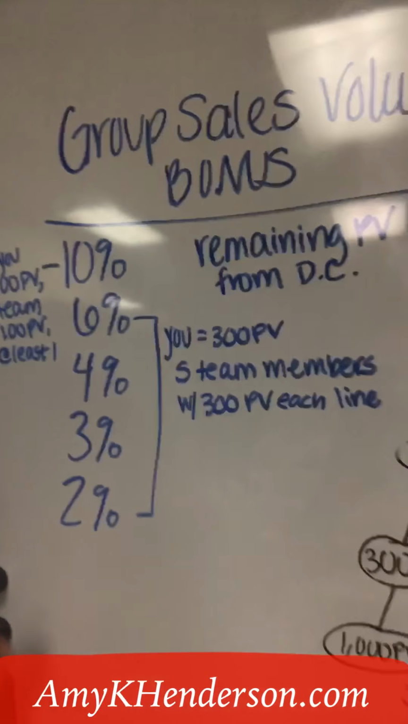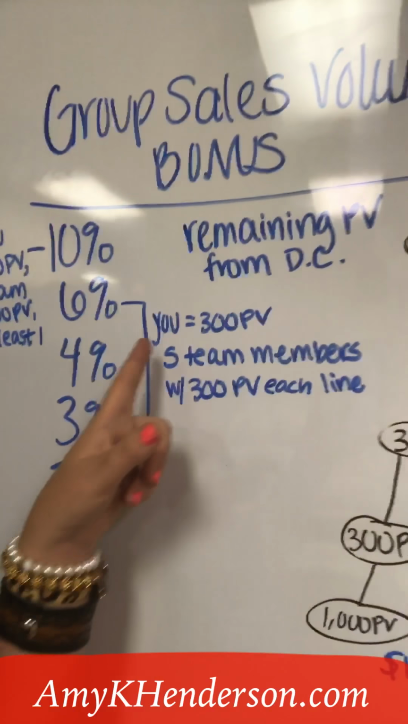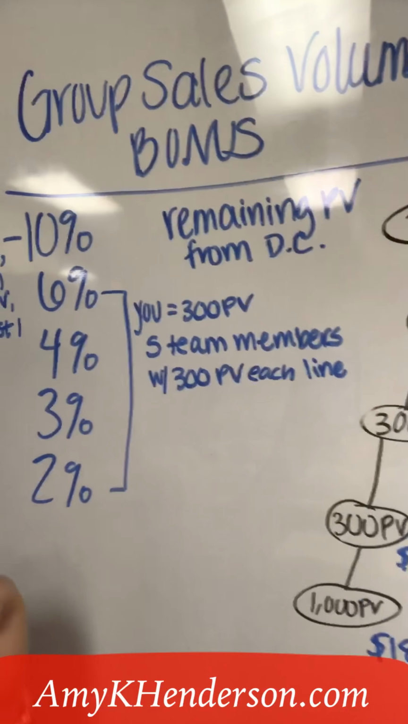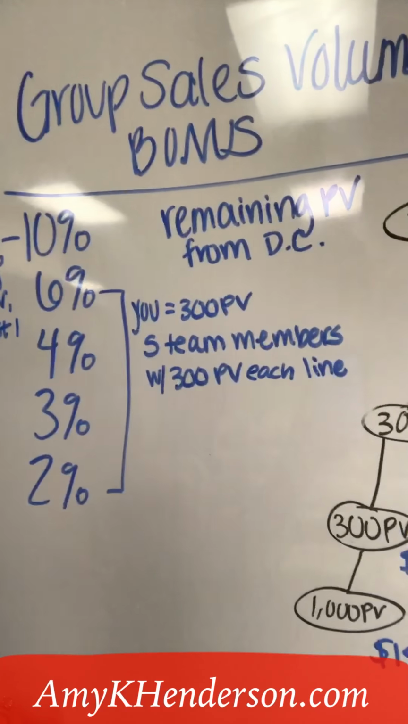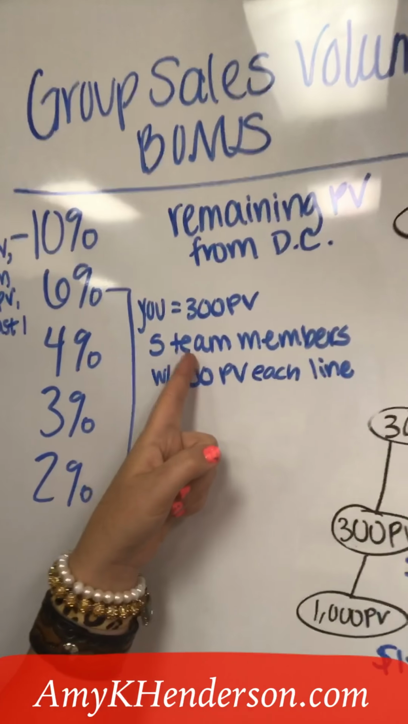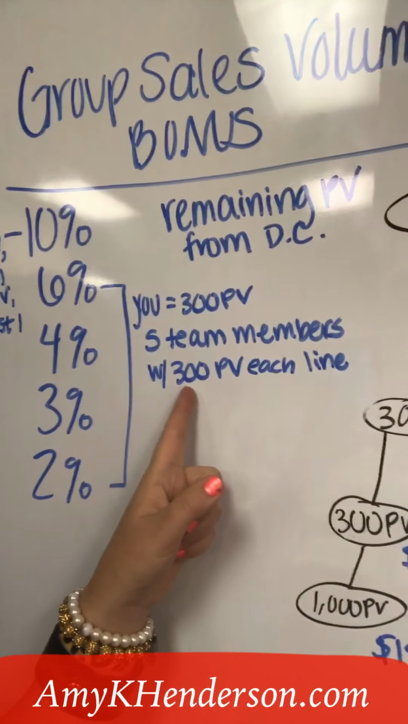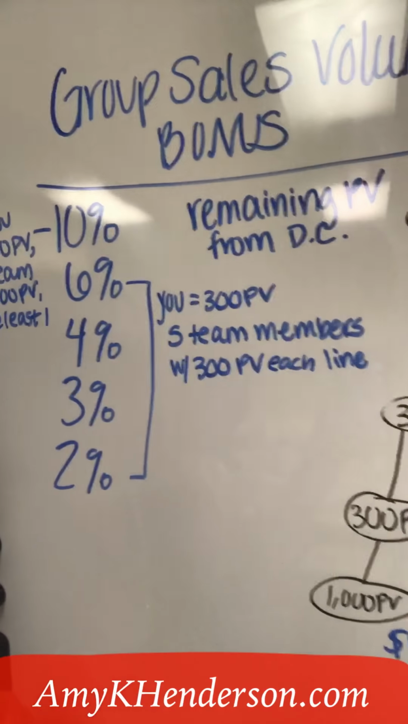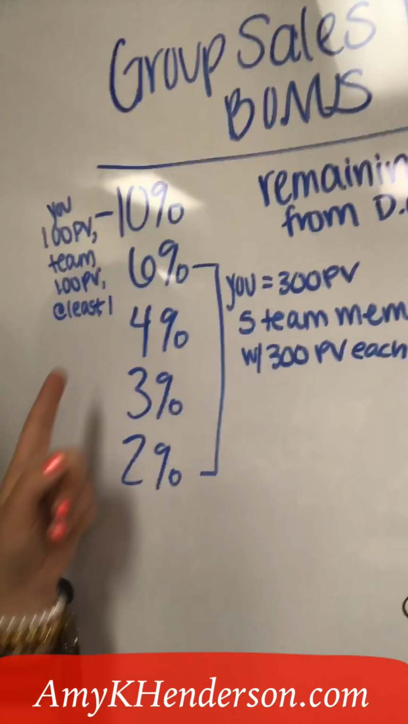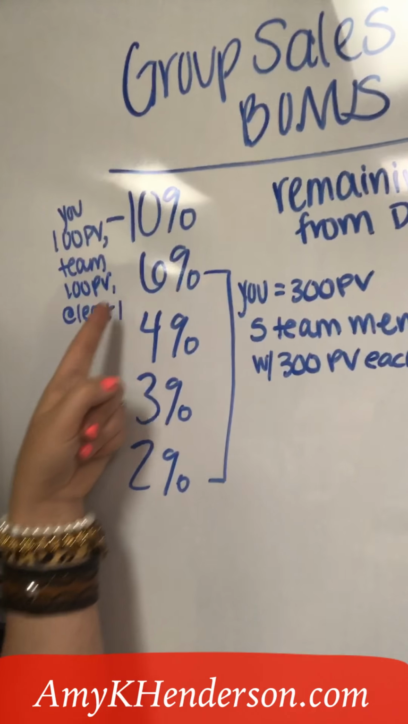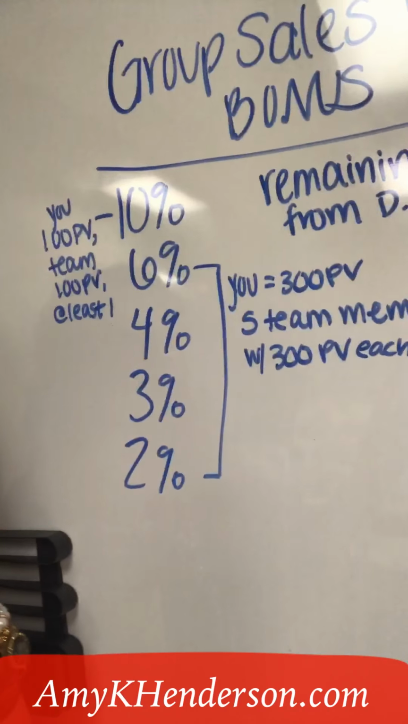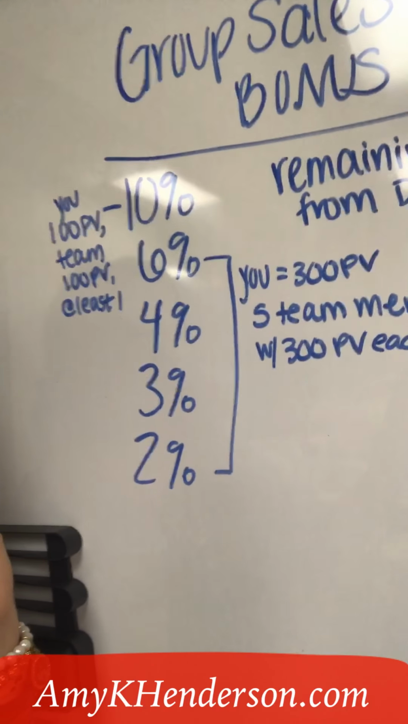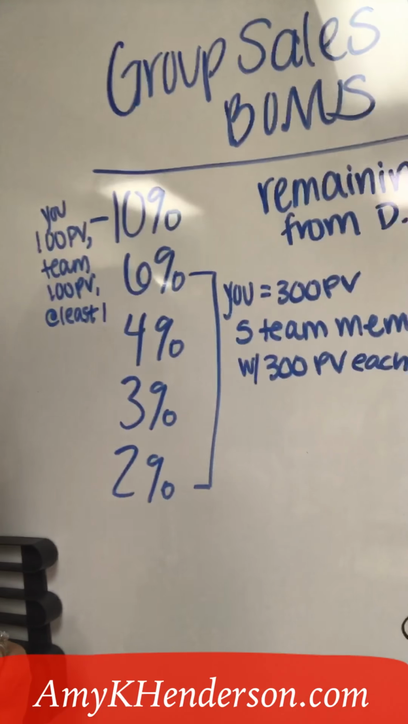Your 2nd through 5 lines is where it gets kind of tricky, so pay close attention here. You have to have 300 PV that you have personally ordered for the month. Plus, you have to have 5 team members on each line with at least 300 PV minimum in order to get paid on that line. These are your percentages: 6% on your 2nd line, 4% on your 3rd line, 3% on your 4th line, and 2% on your 5th line.